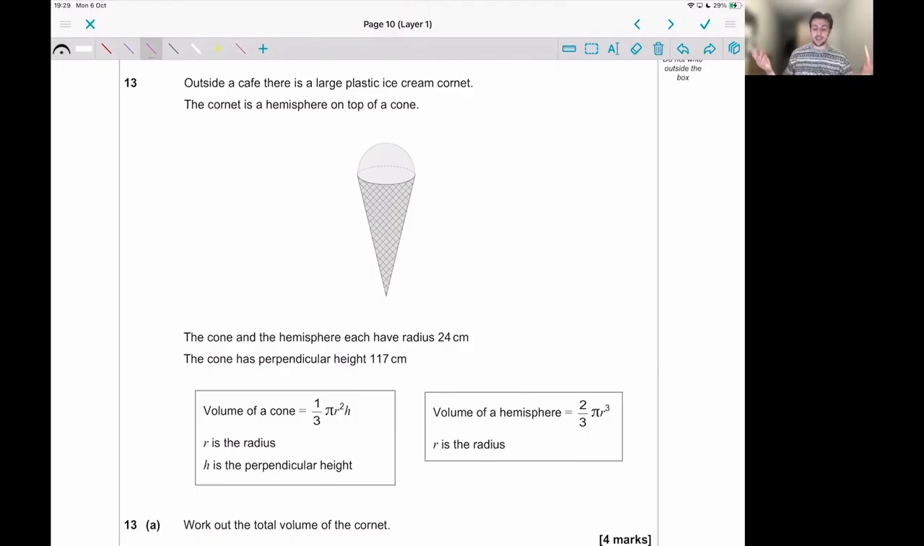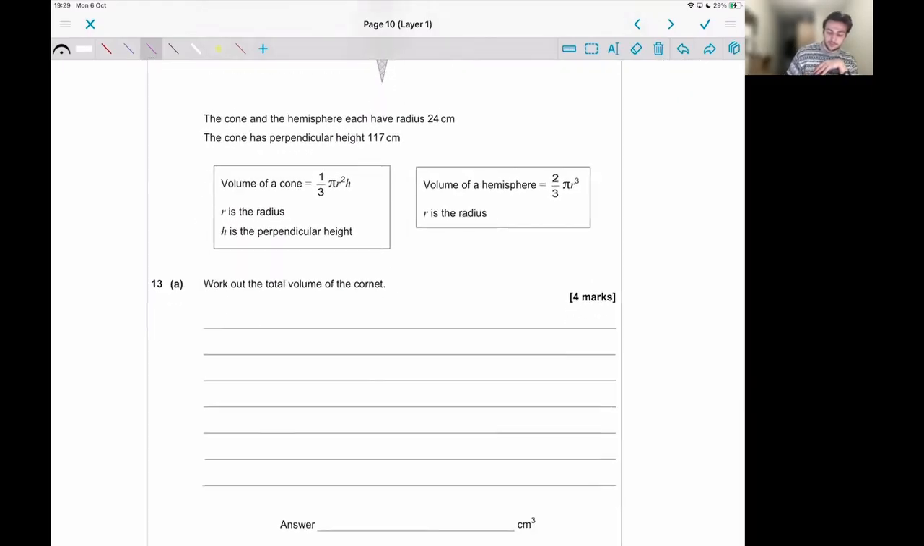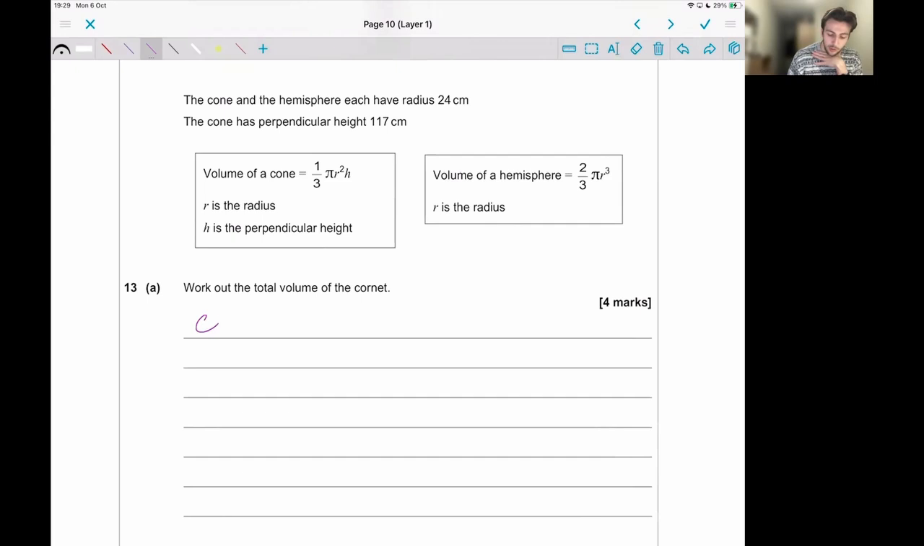Let's substitute the radius that we have and the height that we have, and work out what those are. And then we'll add those 2 together for the total volume. So, cone volume, we've got 1/3 times pi times the radius, which we're told is 24 squared, because it's squared in the equation, times the height, which is this here, 117. So that's just me taking 1/3 pi r squared h.